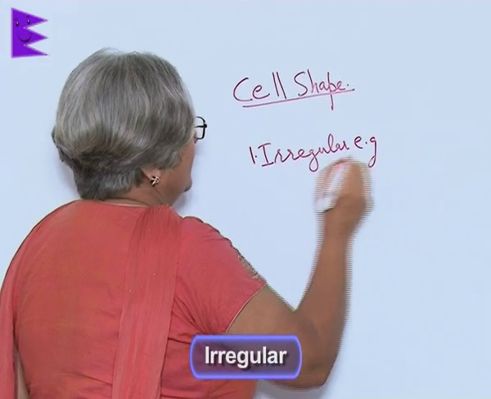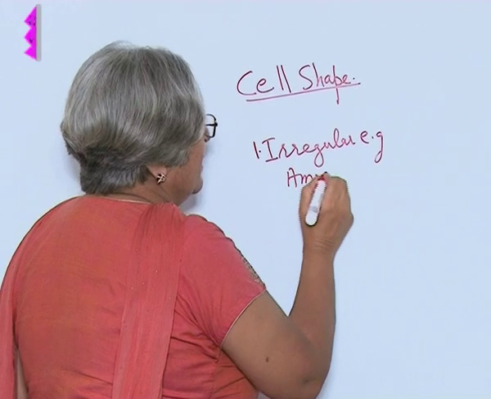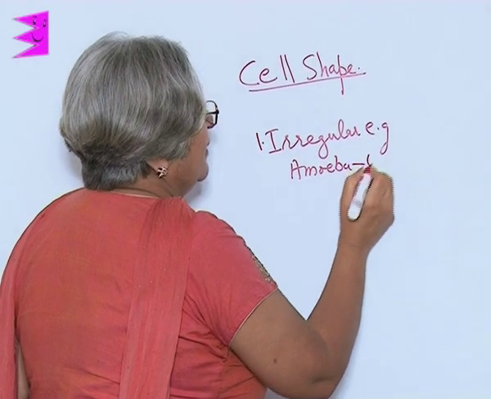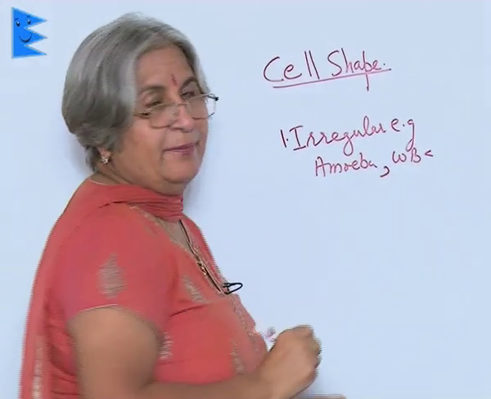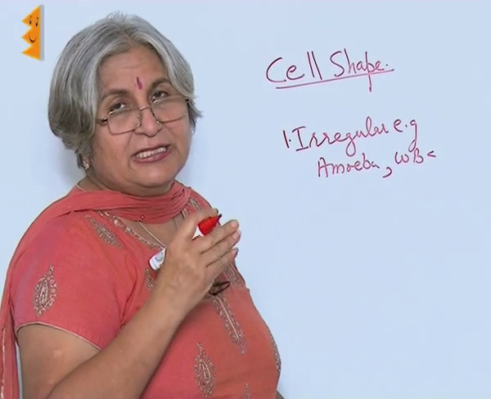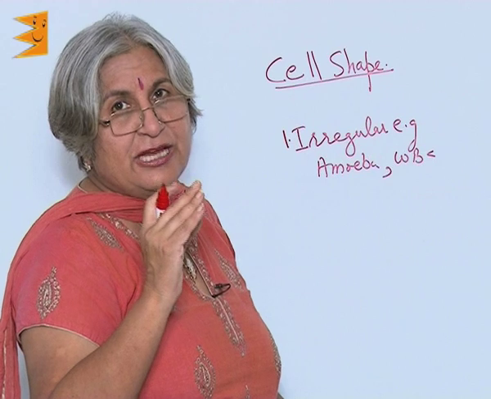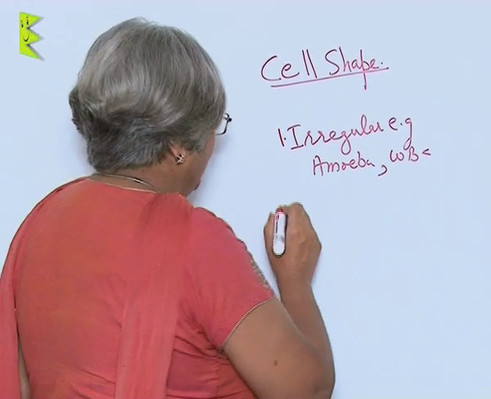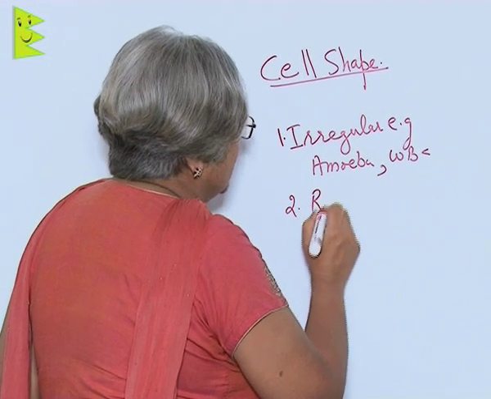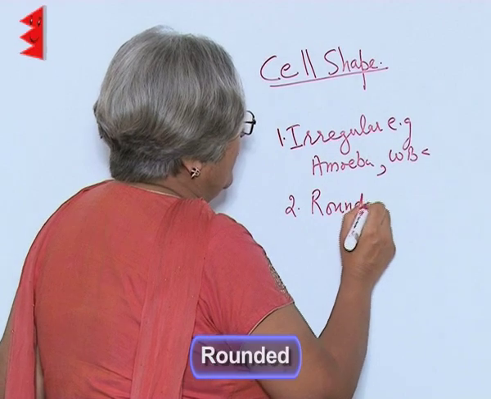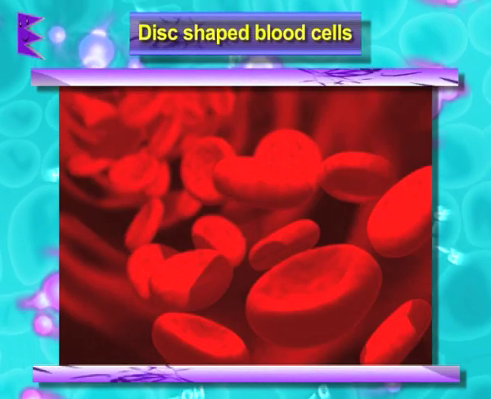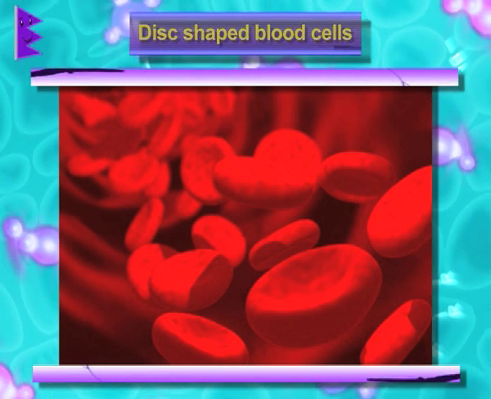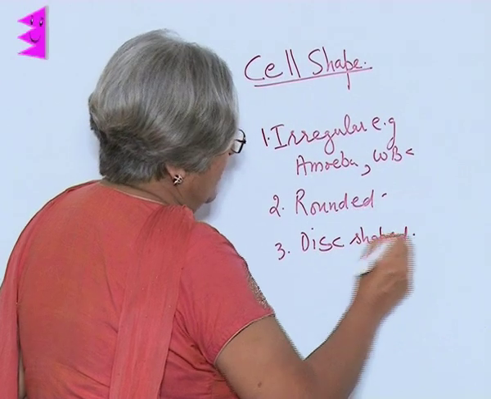like amoeba. Even a WBC, that is white blood cell, is also irregular in shape and it is constantly changing shape. That means the shape is not definite. Then in some other cases the cells can be rounded. The cells can also be disc shaped, as in case of RBC.